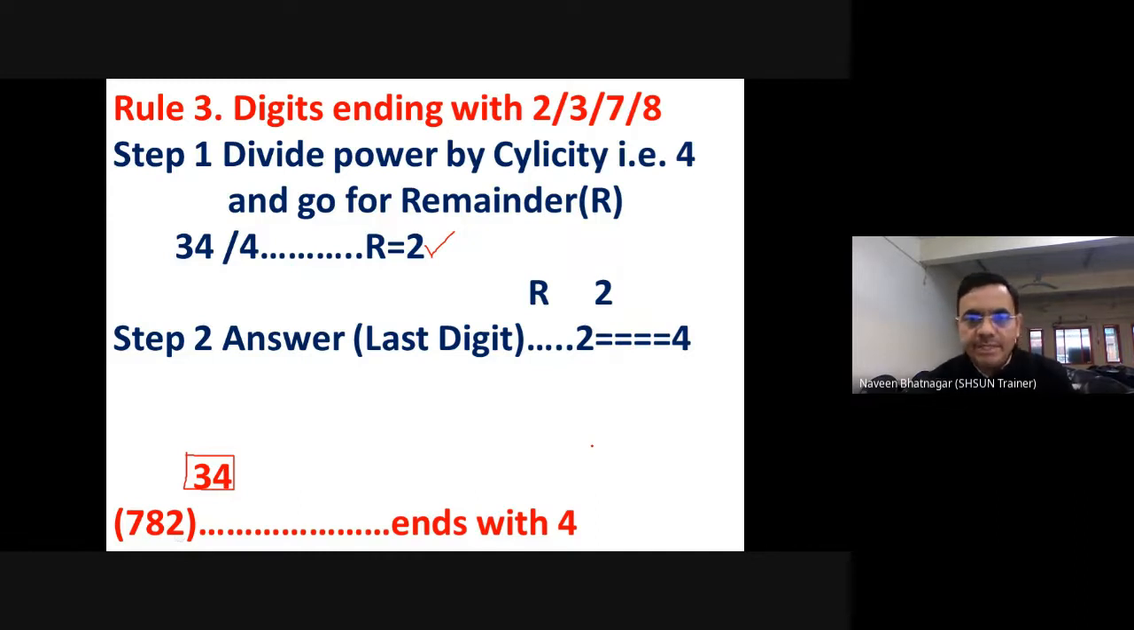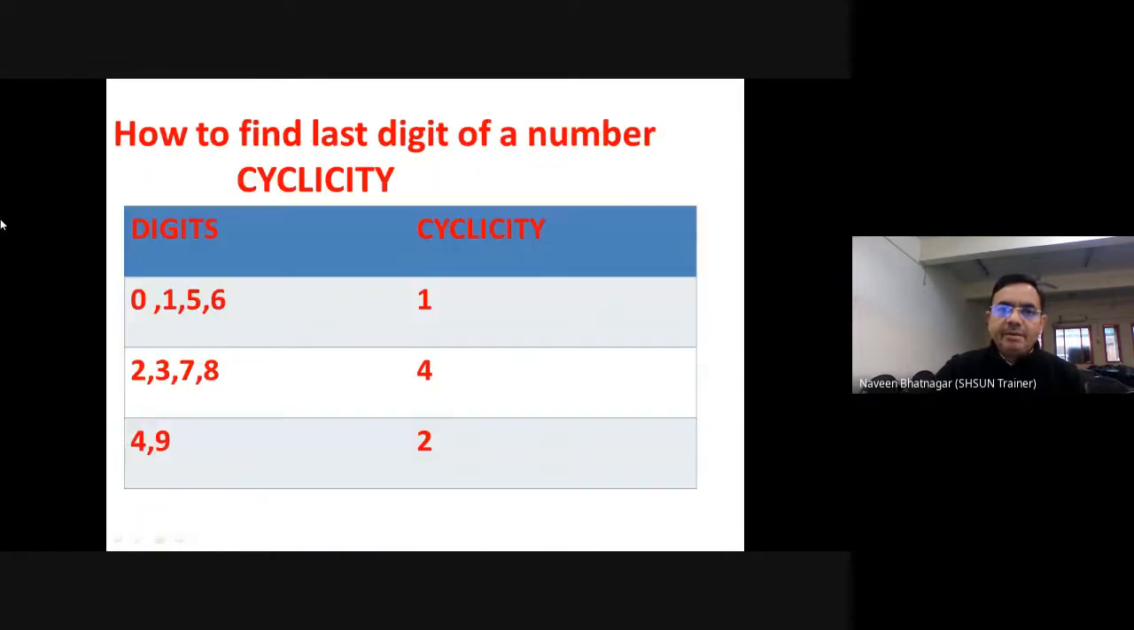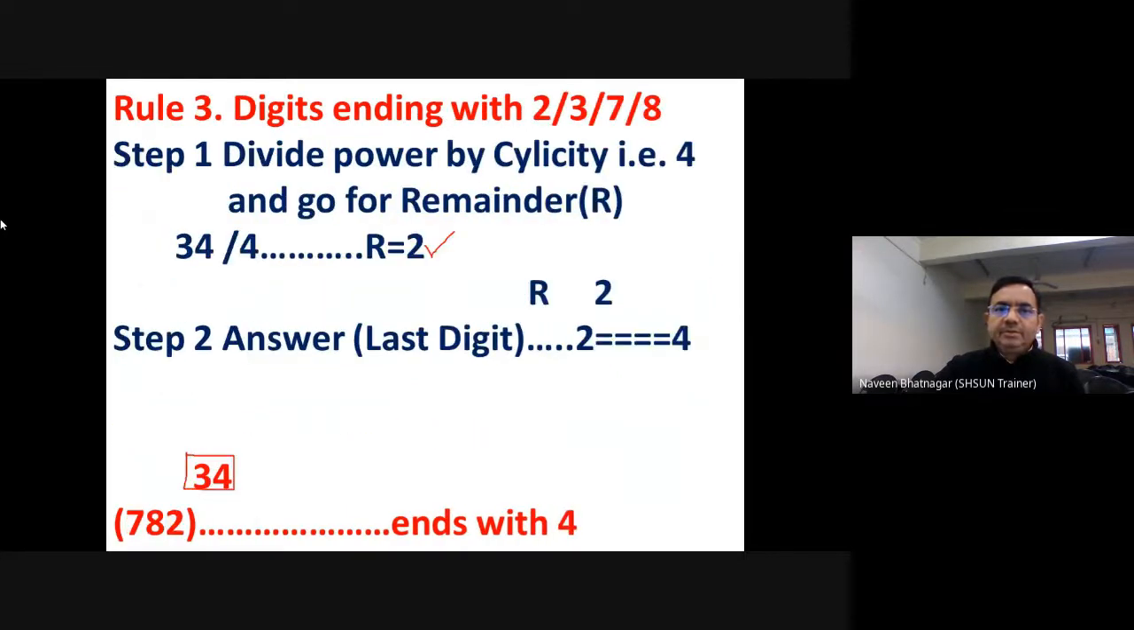Have a look at it if you are able to understand it. Now we are concentrating on line number 2: digits ending with 2, 3, 7, 8, where cyclicity is 4. We have to just divide the power by cyclicity. Let us see this question: 783 raised to power 45. What is the last digit here? 3. So numbers ending with 3. Divide 45 by 4, you get remainder 1. So the last digit will be last digit raised to power remainder. 3 raised to power 1 will be 3.